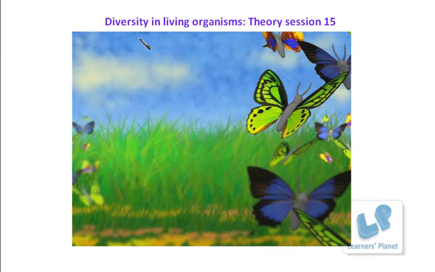Let us continue with the chapter Diversity in Living Organisms. This is the 15th theory session of this chapter, and till now I have explained to you about the basic characteristic features of 5 kingdoms, right? And what are these 5 kingdoms? The kingdom Monera, Protista, Fungi, Plantae and Animalia, right?